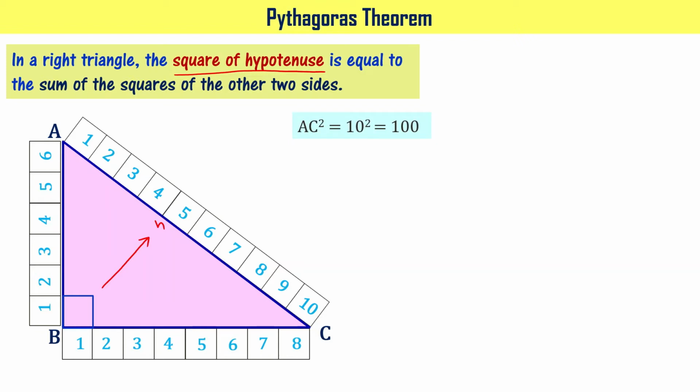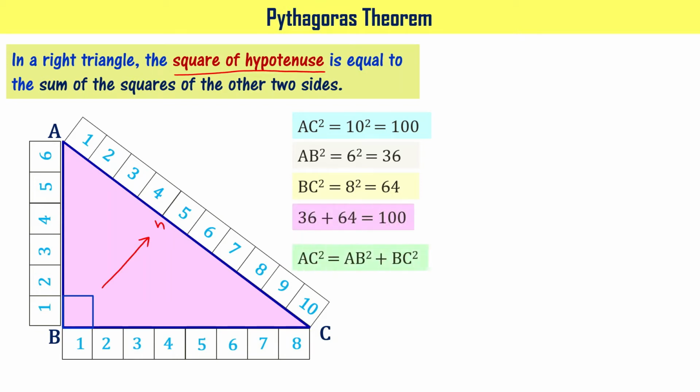Now let's check whether the statement given here, square of hypotenuse is equal to sum of the squares of other two sides, holds or not. AC square is 10 square, that is equal to 100, right? Hypotenuse square is 100. AB square is 6 square, that is equal to 36. And other side BC is 8, meaning BC square equal to 8 square, that is equal to 64. 36 plus 64 equal to 100. It means I can say that AC square equal to AB square plus BC square, right? You may say that, okay, this is right, but let's check with another triangle.